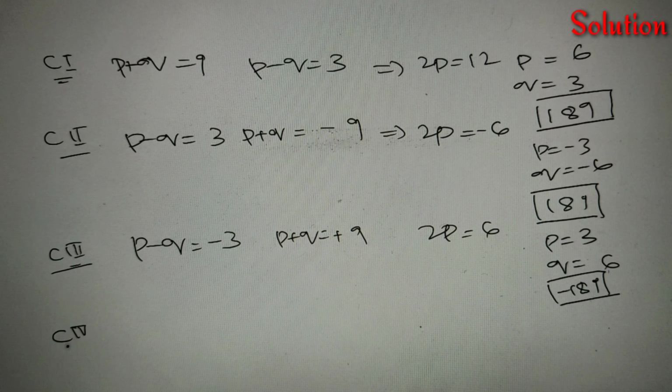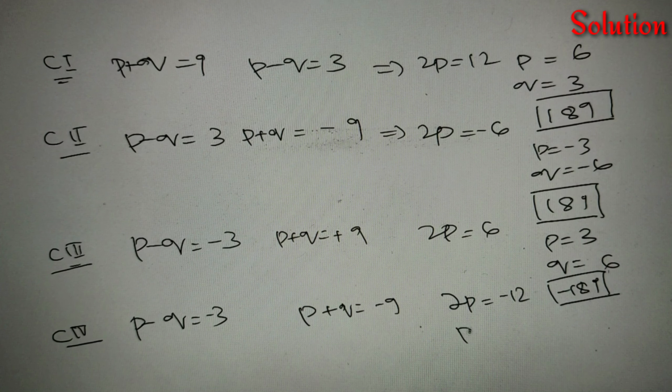Now going for our last case, that is case 4, we'll have p minus q is equal to minus 3. Then we'll have p plus q is equal to minus 9 and then we'll get 2p's value as minus 12. So in this case, we'll get the value of p as minus 6 and the value of q as minus 3. And if you calculate the value of p cube minus q cube in this case, we'll again get the value of p cube minus q cube as minus 189. So we have got all the 4 cases and we have got all p cube minus q cube values.